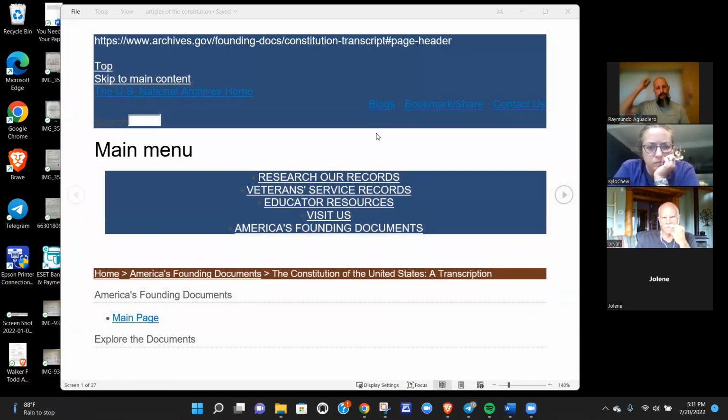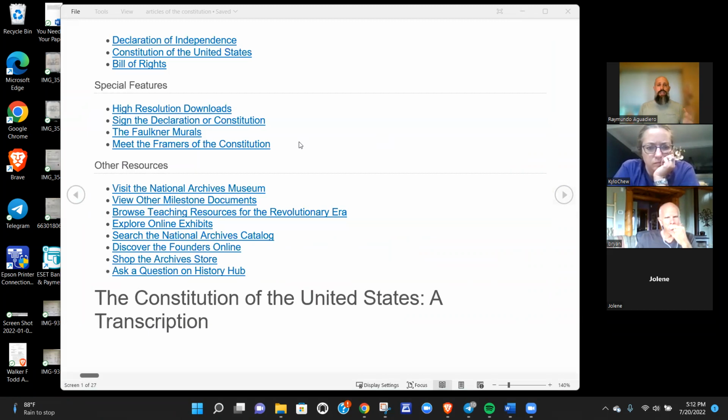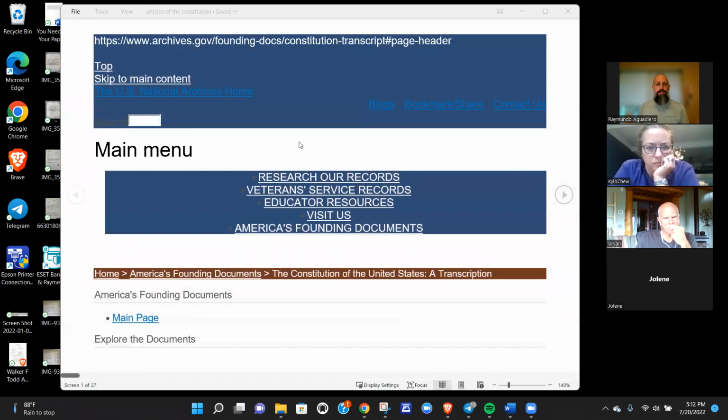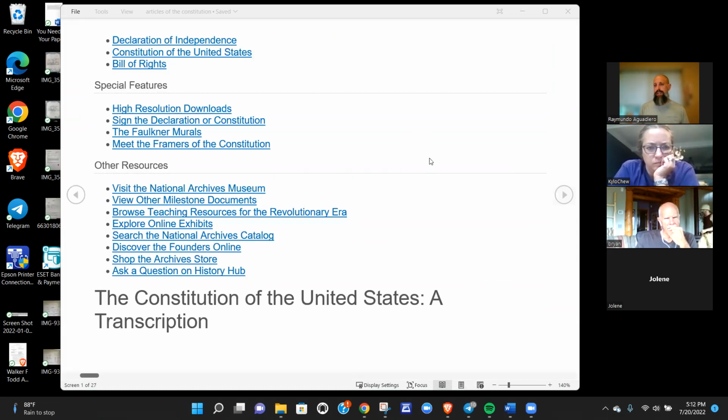Okay, so the Constitution. This is a straight copy from the internet. Right up here is the website, just so you can see what I have put here.